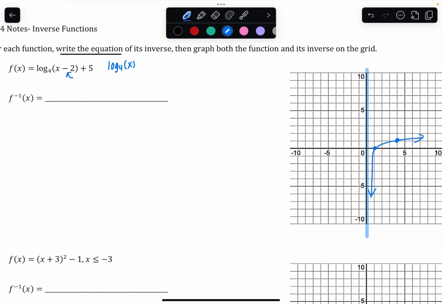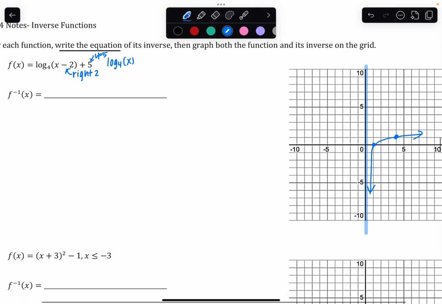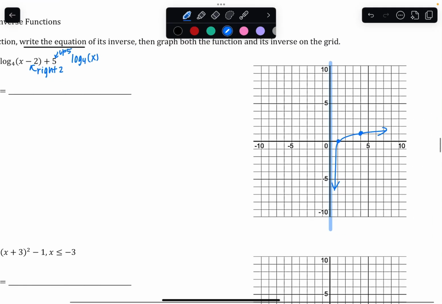This particular function has shifted right 2 and up 5. And so the only thing that's going to affect the vertical asymptote is right 2. So I'll go ahead and shift everything right 2. And then shifting up 5, we're just going to take those 2 points and shift them up 5 units. And so our x-intercept was at 0. Now it's at 5. And then still going down towards the asymptote.